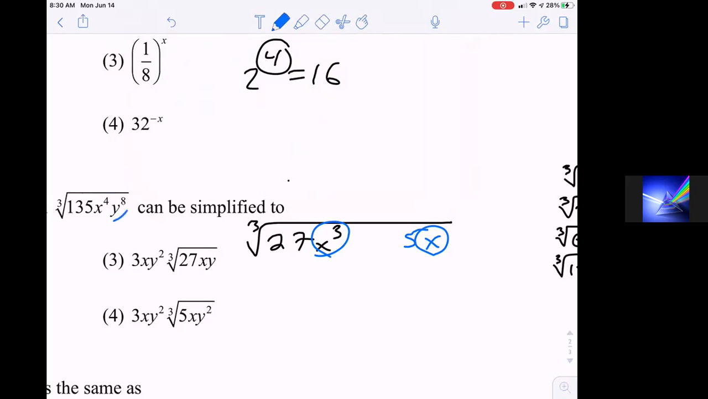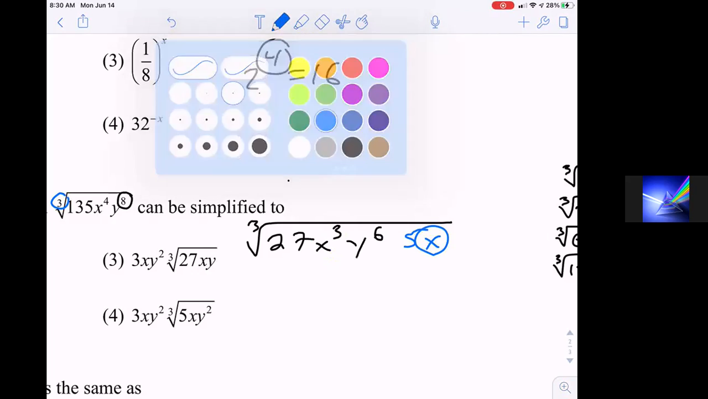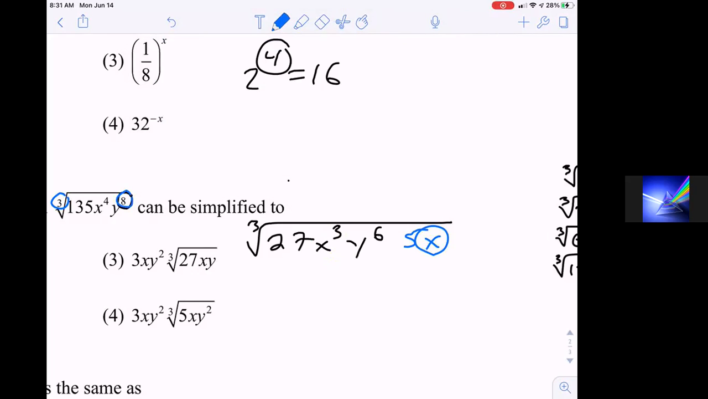Then I'm going to take my y to the 8th power. Again, I can only take the cube root of multiples of 3. What are your multiples of 3? 3, 6, 9, and so forth. So the highest exponent I can take the cube root of is 6. So I'm going to take the cube root of y to the 6th power. But you'll notice I've got 8 total, so I need 2 more left. I'm going to put those 2 over here. So I'm splitting it up.